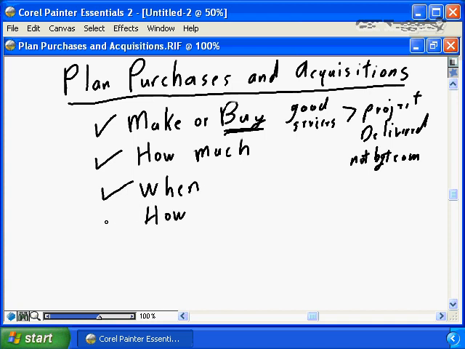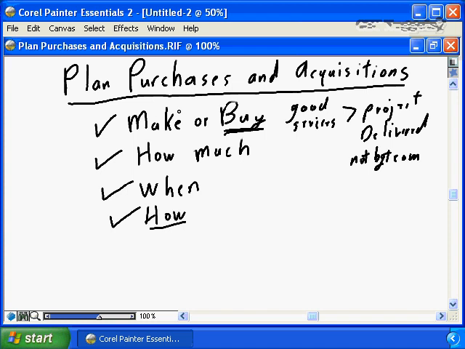And then finally, your plan, purchase, and decisions, you need to determine how you're going to purchase. What style of contract are you going to use? Are you going to use a fixed price contract? Are you going to use a time and materials contract? How much control, how much management do you want over the project procurement process? We'll come back and discuss the type of contract in just a moment.